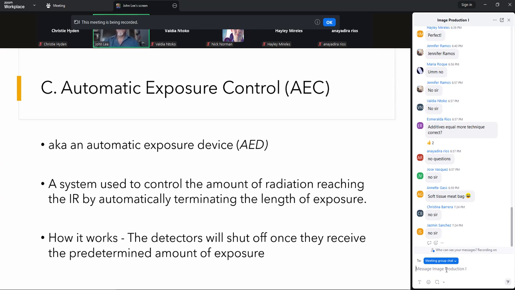When we set up the AEC, it would be set up with a specific density that we're looking for, which corresponds to a specific amount of ionization, which corresponds to a specific charge that needs to be reached. Otherwise, the machine's going to run until that predetermined level is reached.